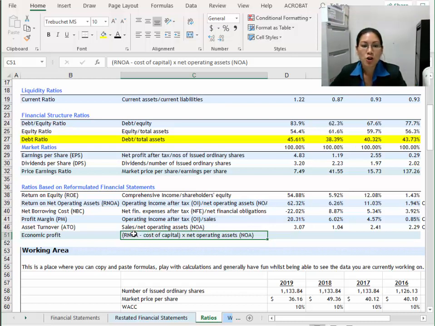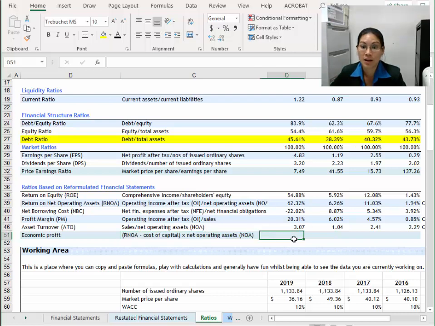So if your return on your operating assets is greater than your cost of capital, you get a positive figure. And your net operating assets is from your balance sheet and your restated financials. And this gives you a dollar figure. So your percentage figure multiplied by your dollar figure will give you an overall dollar figure of economic profit. So if it's positive, it means your return is greater than the cost of capital. If it's negative, it means your cost of capital is greater than the return. So don't negate the negative sign in this one.